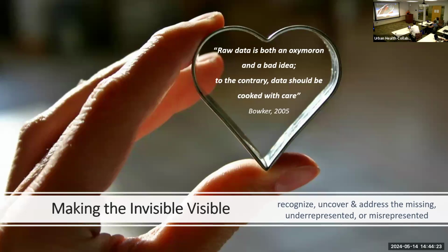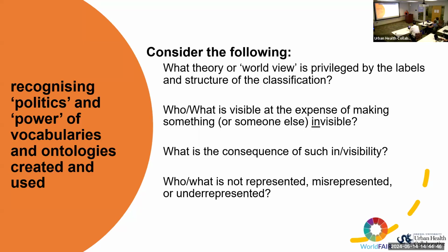So a lot of what we do, and Anna and I have worked on workshops in this regard, is about making the invisible visible, seeking to find ways to help raise awareness to who or what is missing, misrepresented, or underrepresented in data. And I've always loved this quote, the idea that raw data is an oxymoron and a bad idea, because data must be cooked with care. I'll talk a little more about careful cooking of data tomorrow in my talk.